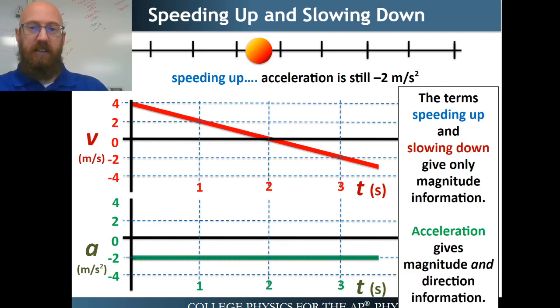For someone to see a negative acceleration and then think they're speeding up, they would have a problem, unless you include the fact that the velocity was already negative. So I don't necessarily like it. If you want to use the term speeding up, slowing down, just understand I'll probably ask you, is it a positive acceleration or a negative acceleration? Just for that reason.